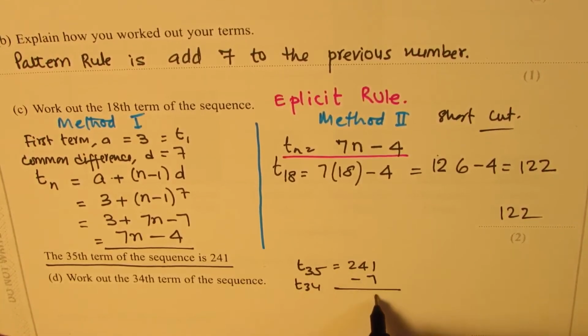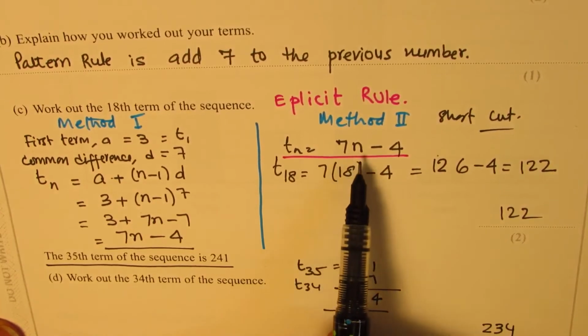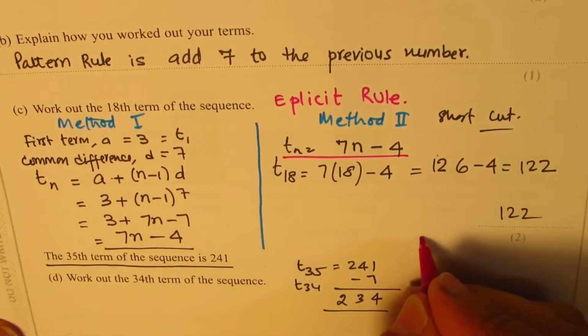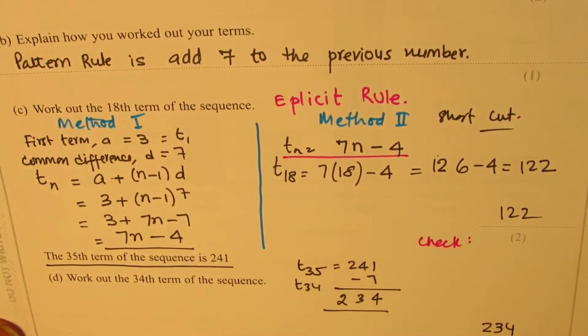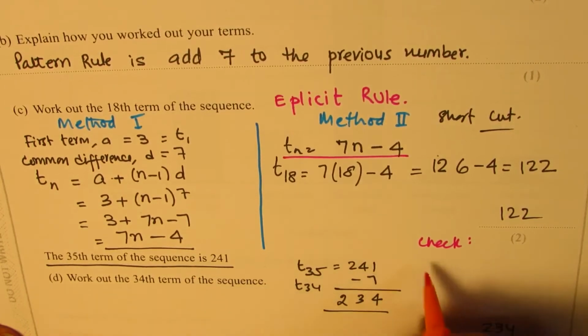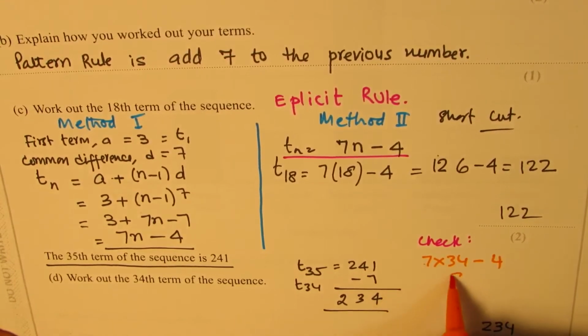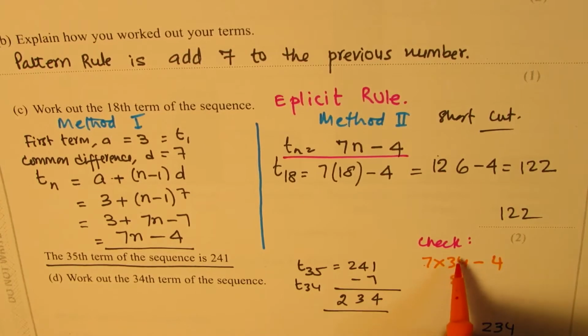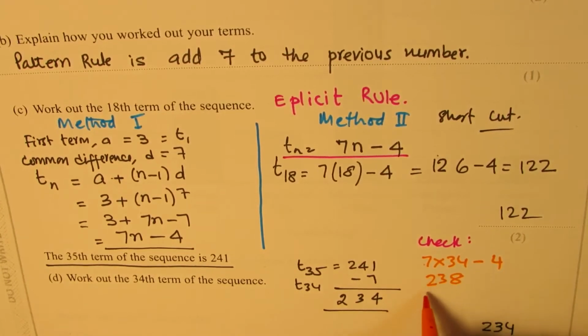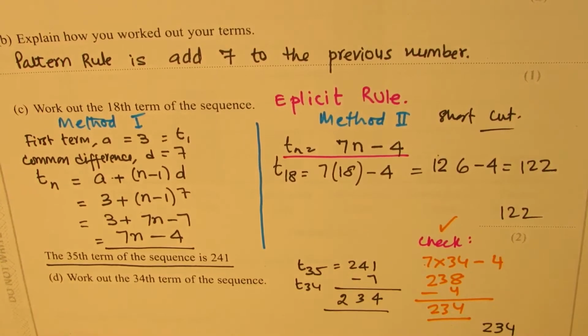So 11 take away 7 is 4, and then we get 2, 3, 1. So that will be my answer: 234. However, you could have used the explicit formula. So let us check our formula now. We work out the 34th term, so 7 times 34 and then minus 4. 7 times 4 is 28, 7 times 3 is 21, 21 plus 2 is 23. From here we take away 4, so what do we get? We get 234, the same answer. So the formula is absolutely correct.